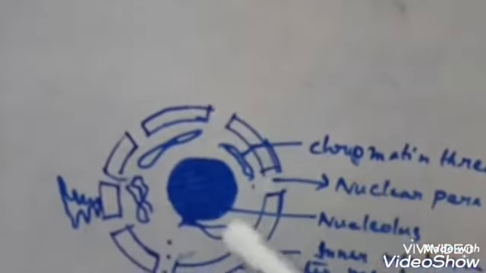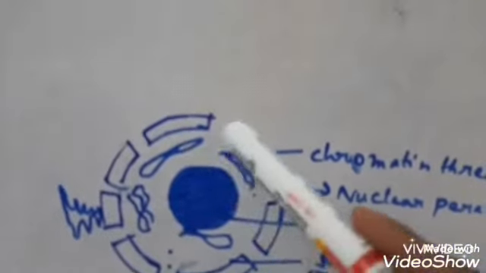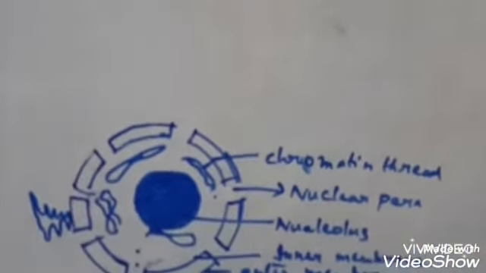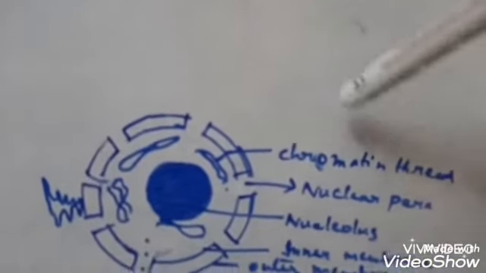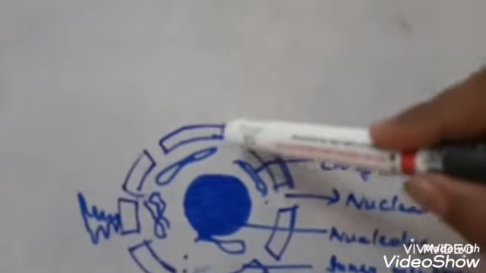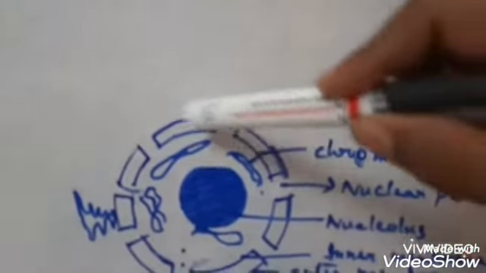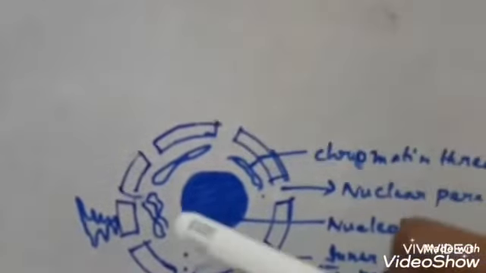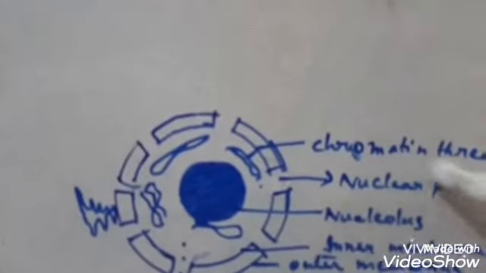Now you can see here gaps are present. As it is a two-dimensional drawing, I can draw only like this. In the three-dimensional structure, you can find nuclear pores present on various parts of the nucleus. These nuclear pores are the channels through which the exchange of materials takes place between the nucleoplasm and the cytoplasm.